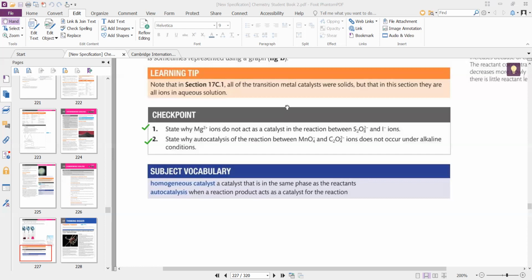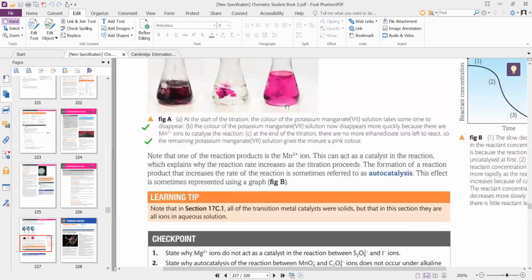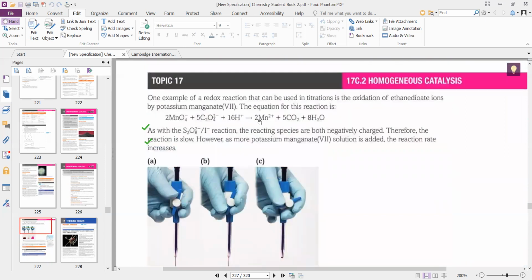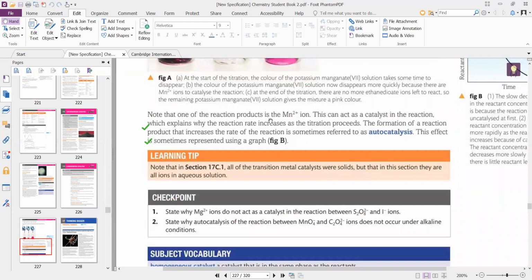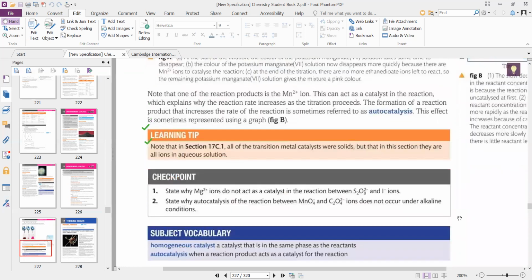Why will the autocatalytic reaction not take place under alkaline conditions? Alkaline condition means OH- is there. The OH- will react with Mn2+, giving a brown precipitate of Mn(OH)2. If that precipitate happens, the catalyst is no more, so the reaction will slow down and stop. Done. So this lesson is also over.